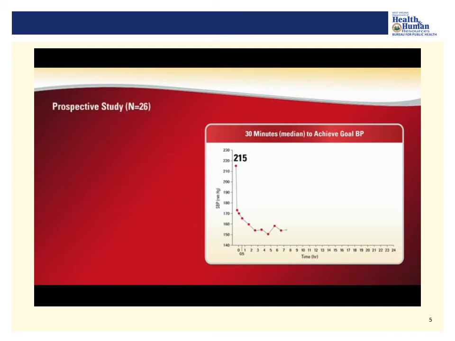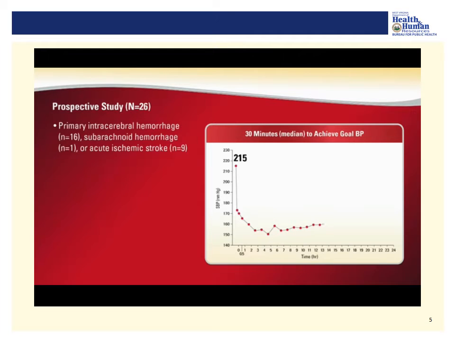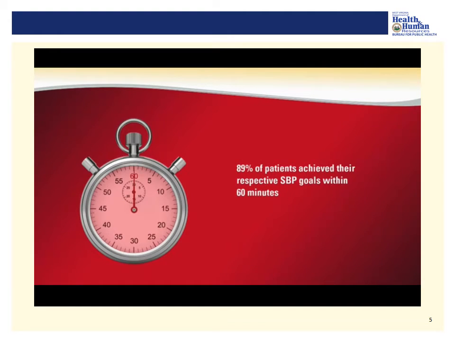In a study of hypertensive patients admitted through the emergency department for primary intracerebral hemorrhage, subarachnoid hemorrhage, or acute ischemic stroke, Cardine IV was initiated at a dose of 5 milligrams per hour and increased using gradual titration every 15 minutes by 2.5 milligrams per hour until target systolic blood pressure range was reached, or a maximum of 15 milligrams per hour was achieved. 89% of patients achieved their respective target ranges, based on consensus guidelines, within 60 minutes.